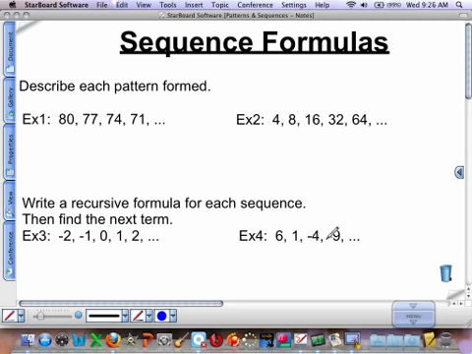All right, so let's take a look at example 1 again. Describe the pattern. What are we doing every time? We're subtracting 3. That's all you have to say. What's happening on number 2? Increasing by 4. Multiplying by 2.